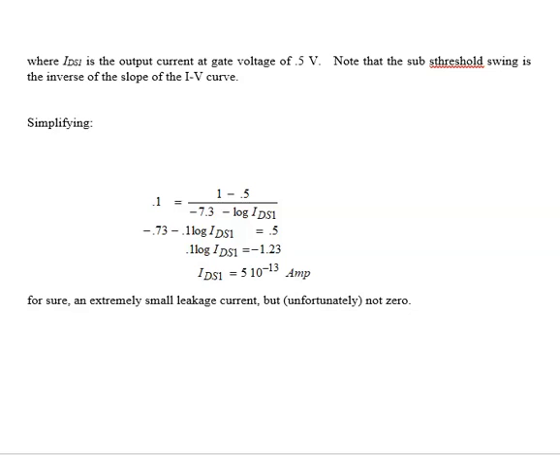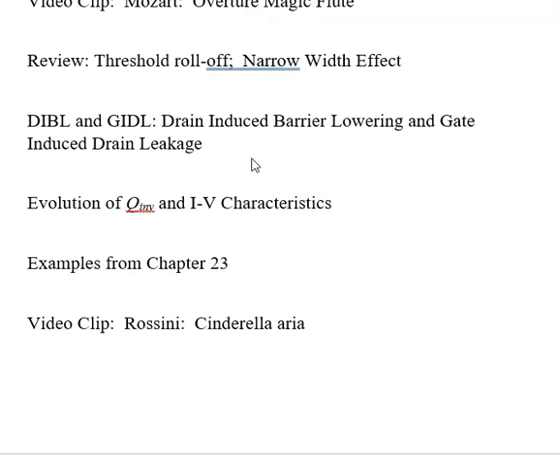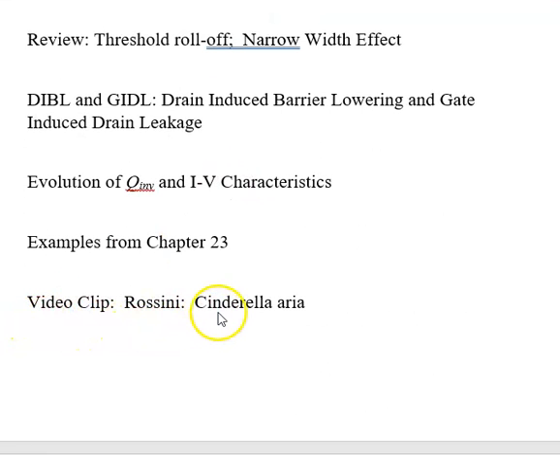So that does it for the MOSFET. We are finished with the MOSFET. We're going to have just a couple more sessions where we talk about some novel devices and some rules for drawing energy band diagrams, and we'll talk about the high electron mobility transistor. But we should be very proud that we have reached the end of our journey into MOSFETs, and let's celebrate with an aria from Rossini's Cenerentola.